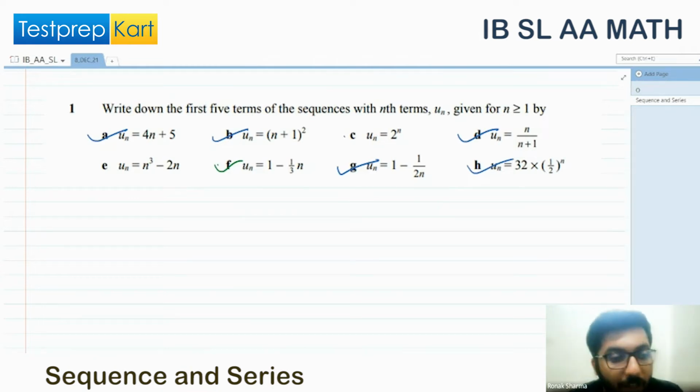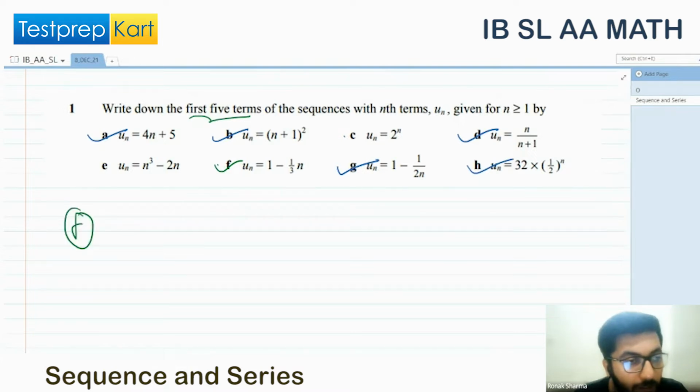First try to solve A and B. You just give me the first five terms. Let me solve the first one, or let me solve any part. Let's say, let me solve the F one. You focus here. Let me tell you how we are going to solve it. So we have been given Un equals 1 minus 1 by 3n.